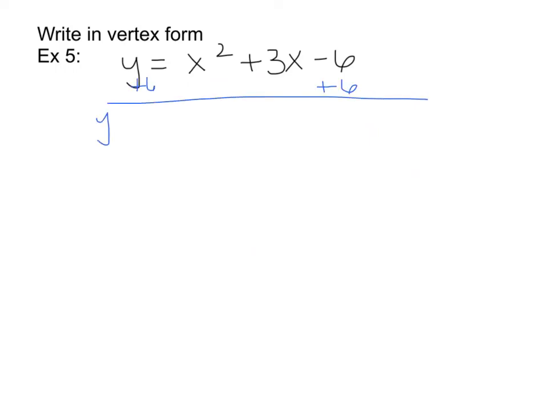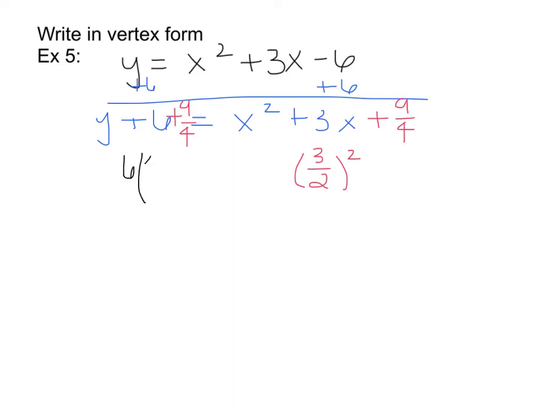So I get y plus 6 equals x squared plus 3x. So now I need to complete my squares, so I take 3, I divide it by 2, and I square it, so I'm going to add 9/4 to both sides. Okay? So I have to multiply 6 by 4 over 4, so that way I can add the 9/4 to it. So 6 times 4 is 24. 24 plus 9 is going to give me y plus 33/4 over here.